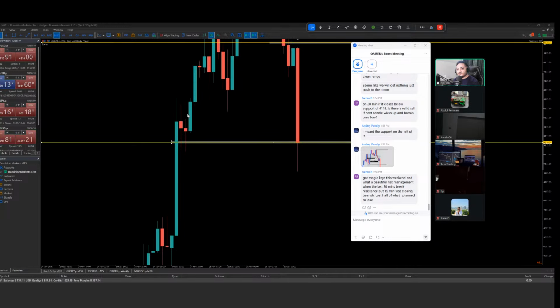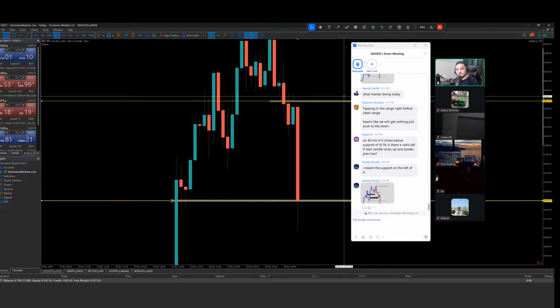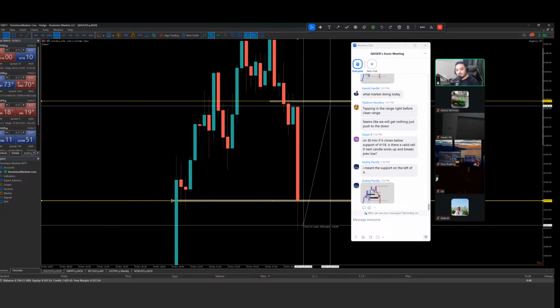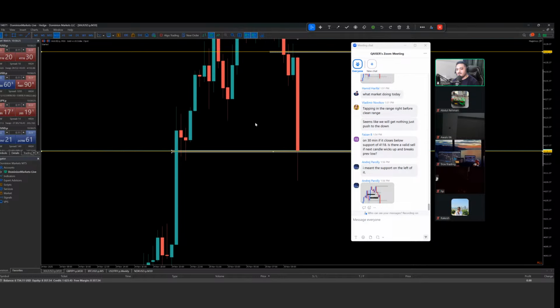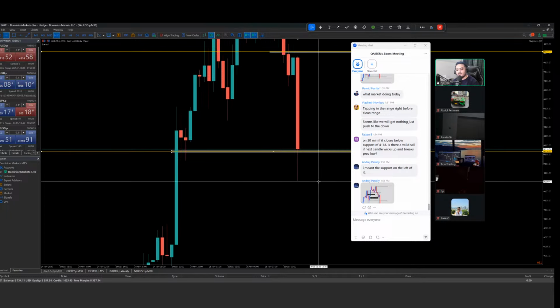Yeah, exactly. On the 30 minute, if it closes below support of 41.18, is that a valid sell if the next candle wakes up? And no, it's already moved a lot, bro. Look at this one, it moved like 270 pips. Don't force yourself into the execution, it has already moved. Wait for the proper structure to form. If you want to go for the sells, let it create some support and break that support, so you have clean traffic on the left hand side.